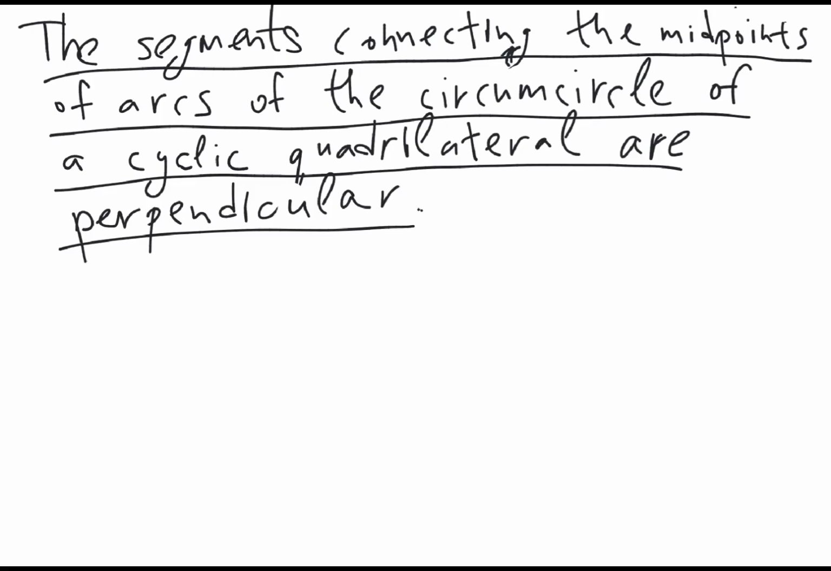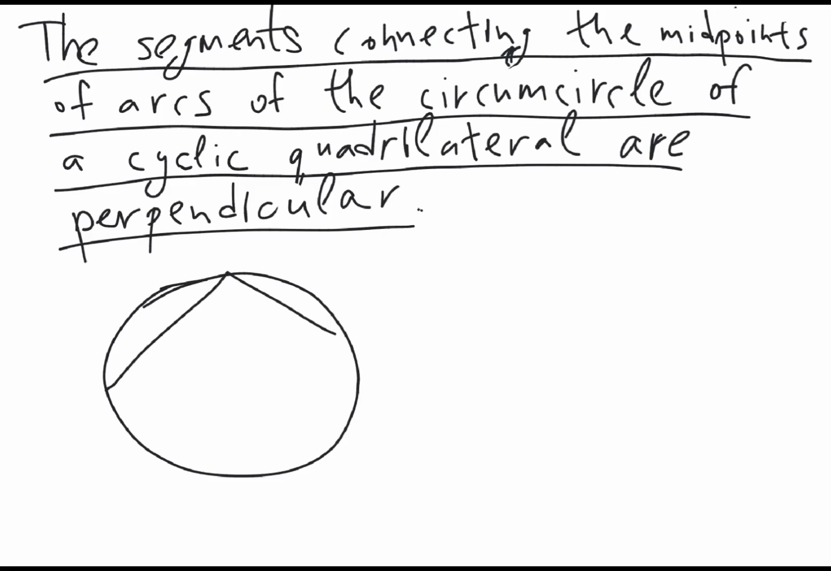So basically we have a cyclic quadrilateral, which means that it's inscribed in a circle. So basically we have a circle where we have a quadrilateral inscribed into it, and the vertices of the quadrilateral divide the circle into 4 arcs, and we take the midpoints of these arcs. So basically such that this arc is equal to this.